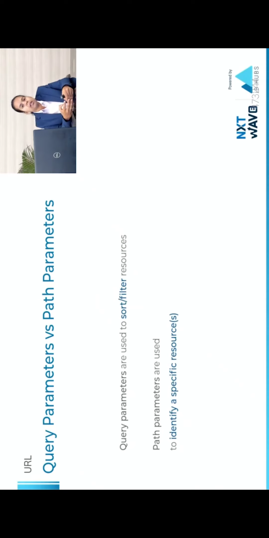Query parameters are used to sort or filter the resources. Given some resources, if you want to sort or filter them, you can specify that using query parameters. Whereas path parameters are used to identify a specific resource or resources. Let's say you want to identify a specific book, or a specific set of books. For that, we make use of the path parameter. So the query parameter is used for sorting or filtering the resources, and the path parameter is used to identify a specific resource or resources.